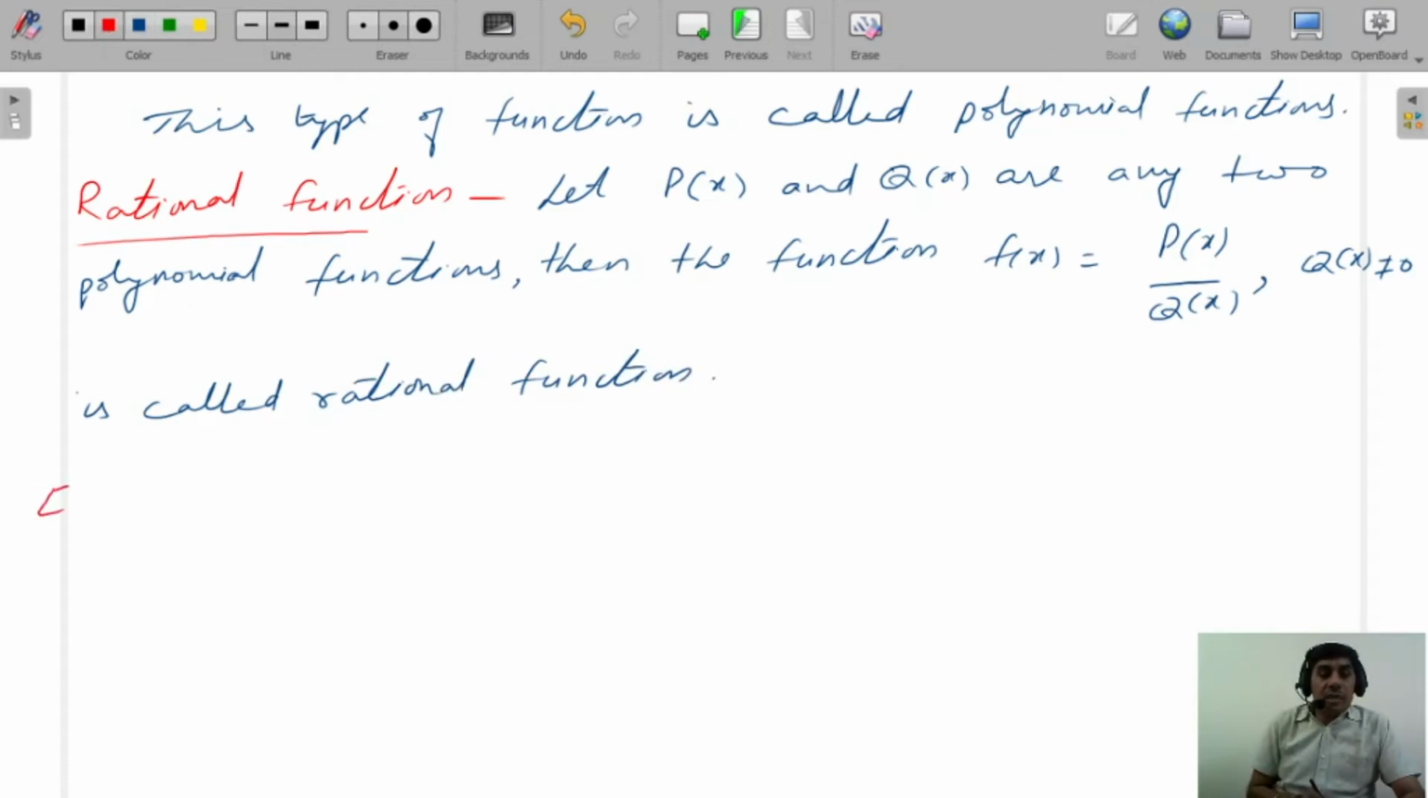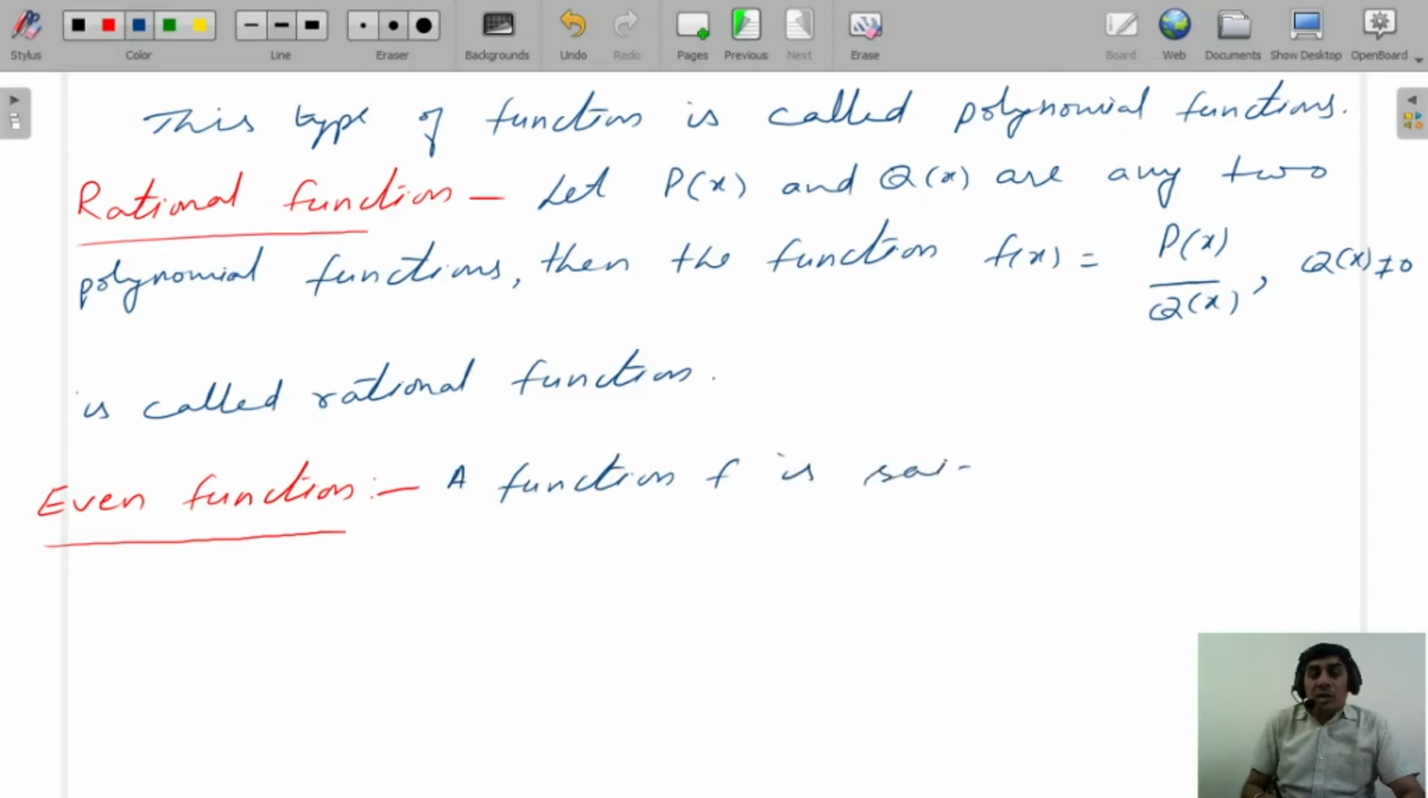Next, even function. A function f is said to be even function if f of minus x is equal to f(x) for every x belongs to domain of the function.